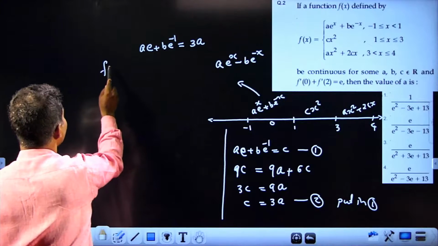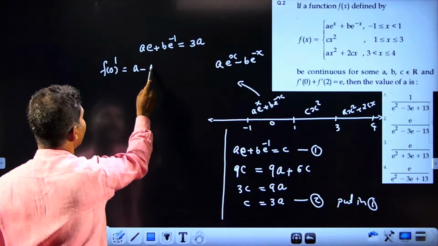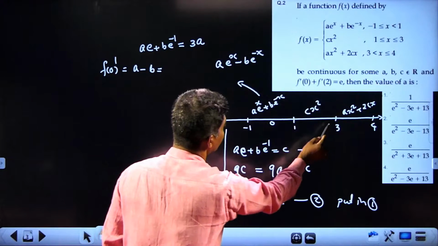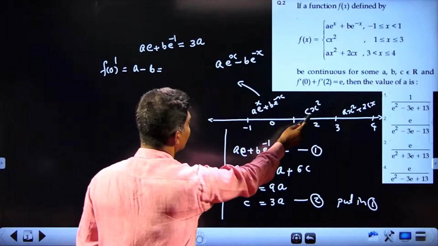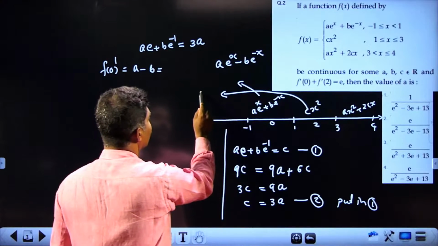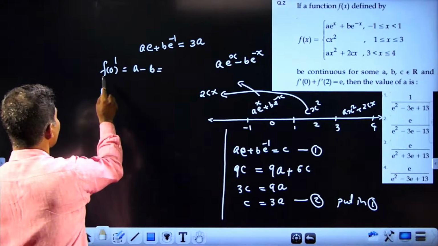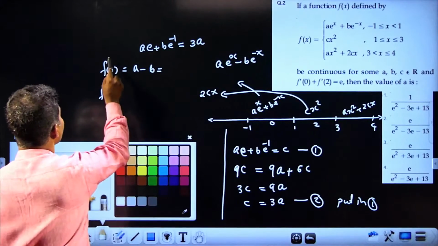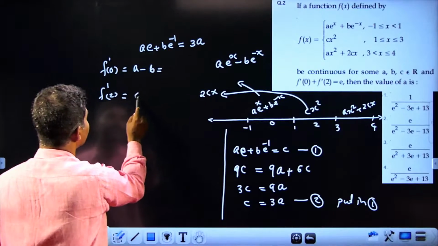What is it? F dash of 0, you will substitute 0 here. So it is A minus B. That is not given, but we need the next one also, F dash of 2. 2 is here, so we will differentiate Cx square. What is its derivative? The derivative of Cx square will be 2Cx. Therefore F dash of 2, we substitute 2 here, 4C.